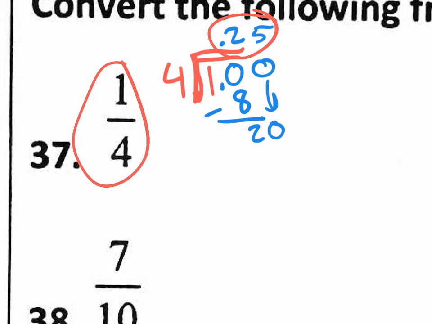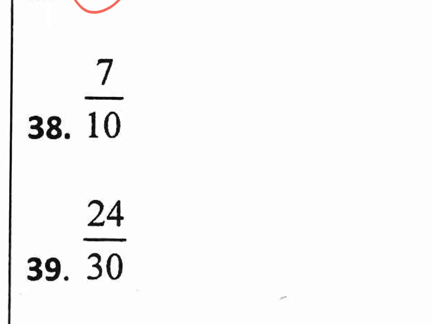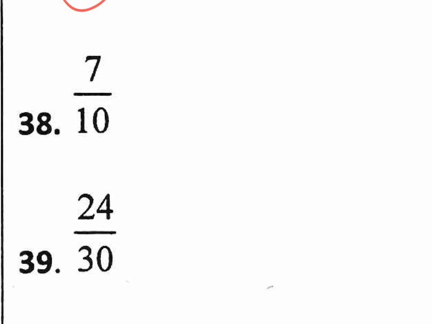What do I do to convert a decimal to a percent? Move it 2 to the right. Okay, so the percent will be 25%. Let's try number 38. 7/10. You could put the 7 inside the division box and the 10 on the outside and put a 0.0, make it look like a 70, or the easier option, check it out, guys.